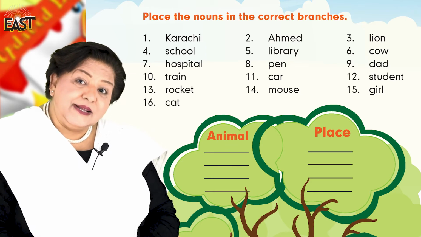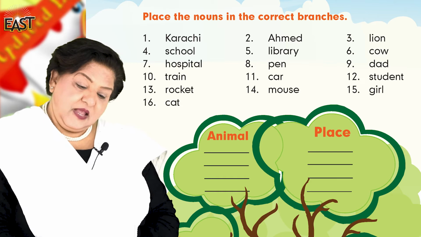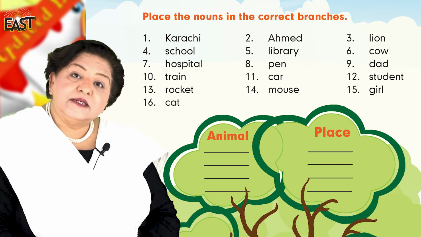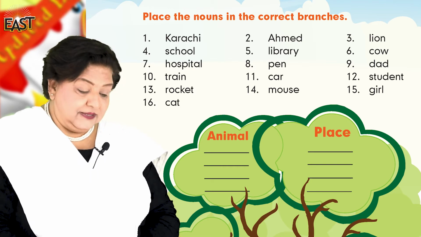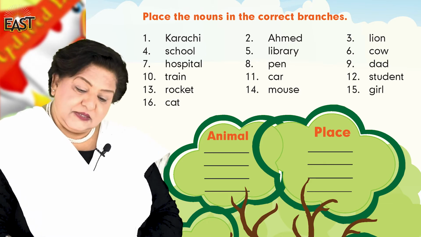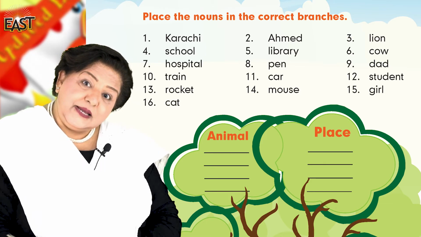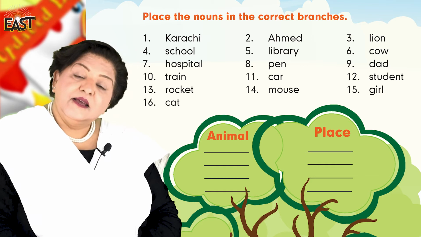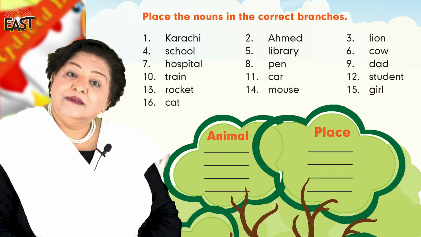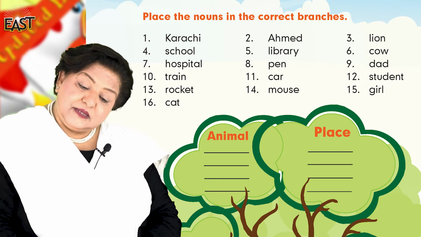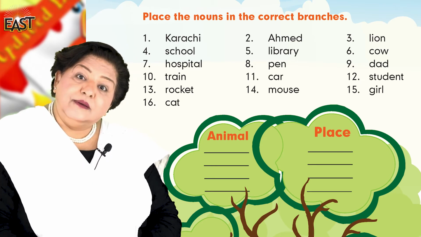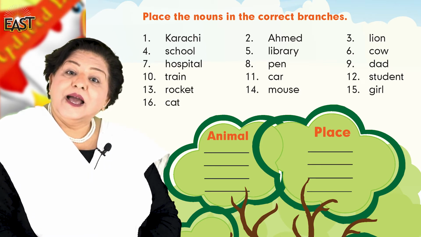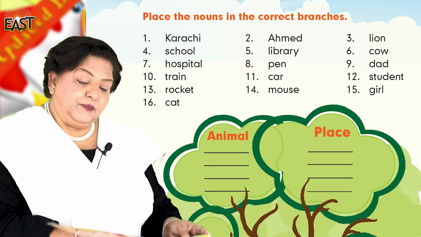Train. Train is a thing. And car is a thing. Well done. Student is a person. Well done. A person. And rocket, very good, is a thing. Mouse, animal. And the last one, next one, girl is a person. Well done. And a cat is an animal. Well done.